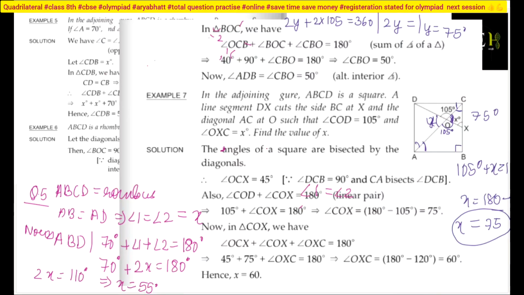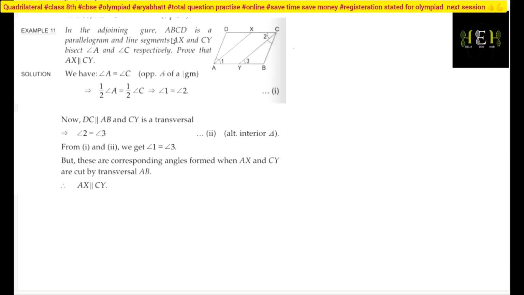Okay, good. Now the question says ABCD is a parallelogram, and the line segments AX and CY bisect angles. They are the bisectors, meaning these two lines are the bisectors. AX bisects angle A, and CY bisects angle C, respectively. Prove that AX is parallel to CY. Now see, when these two angles are equal and this line is parallel to this line, because it is a parallelogram, I can say angles 2 and 3 are equal.